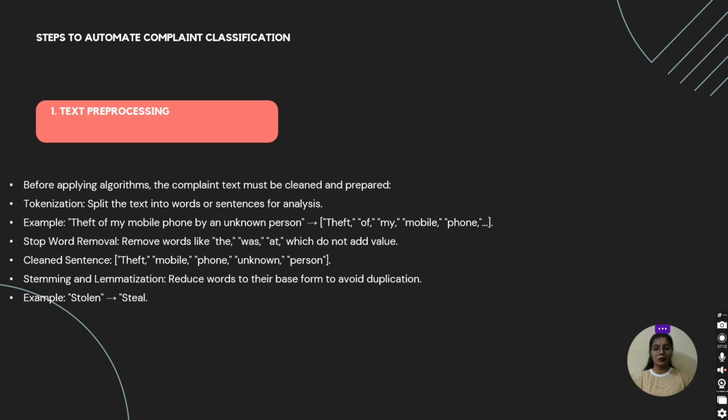Tokenization splits the text into words or sentences for analysis. For example, "theft of my phone by an unknown person" is converted into tokens like "theft", "of", "my", "phone". Each of the words is separated. In cleaning sentences, we remove words like "the", "was", "at", which do not add any value to our text. Now, stemming and lemmatization reduce words to their base form to avoid duplication.